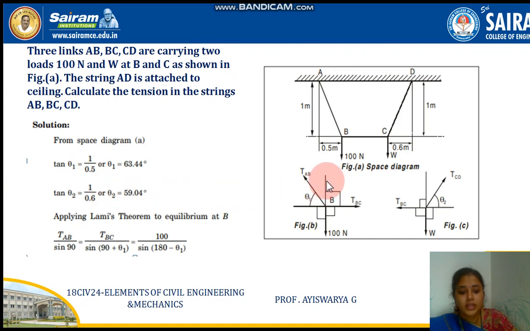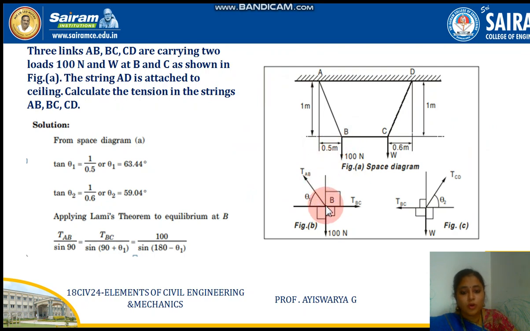Now by applying the Lami's concept, first you apply Lami's concept at this point B. Or even you can select point C, but I am not going with point C. Why? In a three-force system at least one force you should know. Without knowing even one force, you cannot find the other unknown forces. All three shouldn't be unknown. At least one should be a known force, right? So we shall select B.